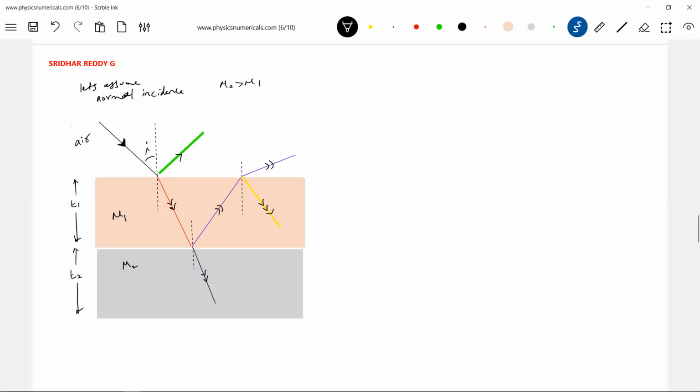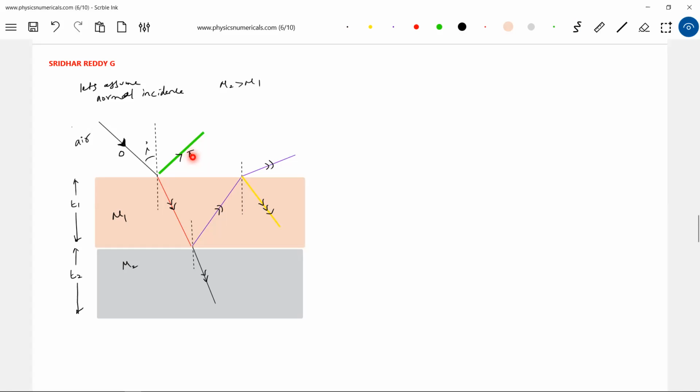Okay, let's begin like this. What is the phase of this incident ray? 0. It is reflected by a denser medium. So what should be the phase of this? The phase of this should be pi radian.